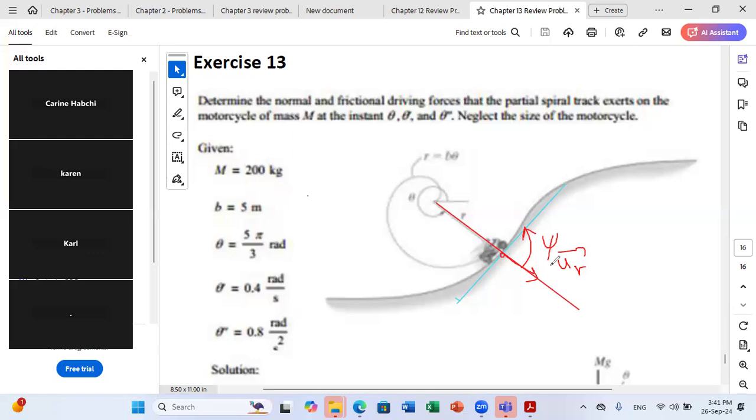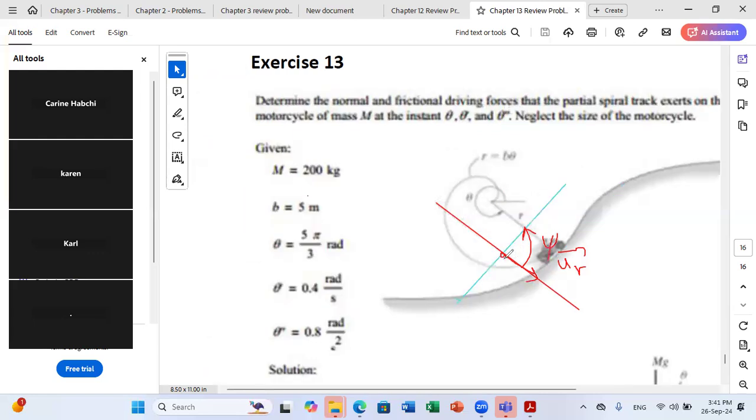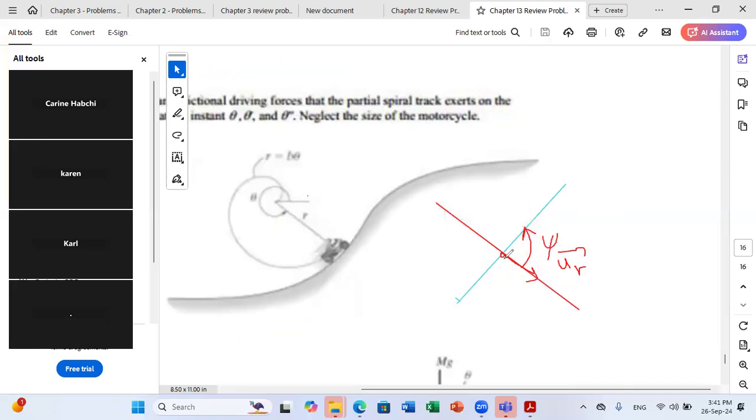But what if there is a small difference? If psi is a little bit smaller or larger than 90, then if I calculate my angle between the normal and UR, it will not be zero. Okay? So I need to do calculation. And I know from calculations that what is psi?